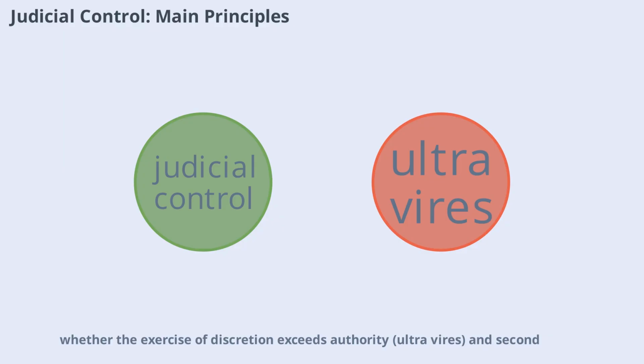First, whether the exercise of discretion exceeds authority, that is, ultra vires, and second, whether there is abuse or improper exercise of discretion. These principles ensure that administrative power is kept within legal bounds and used fairly.